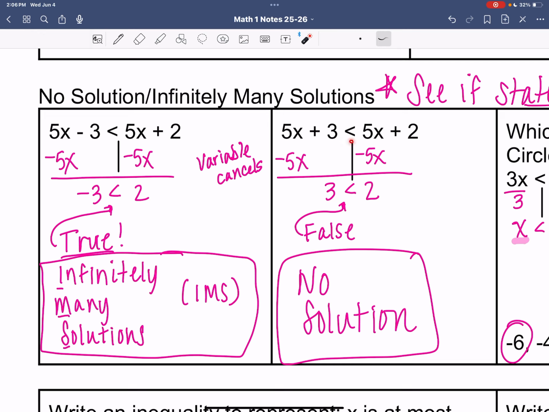We're going to do the same thing. We're going to solve it. I'm going to move my variable over here. Well, that cancels out here. I'm left with 2, but that cancels out also. So again, my variable canceled. And when my variable cancels, you have to look at the statement. So in this case, this says 3 is less than 2. Well, that's false. So that's not a true statement. So that means no matter what number you put in, it's not going to work. So your answer is no solution.